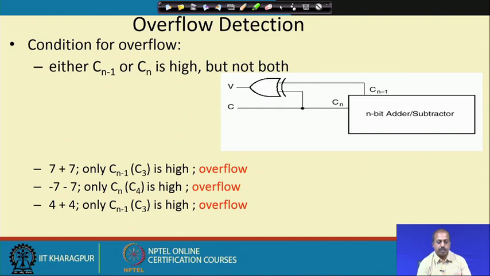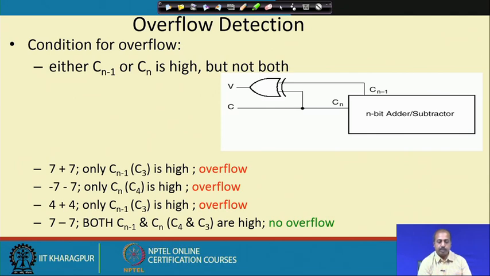In 4 plus 4, C n minus 1 is high, that is C3 is high, so again there is overflow. And in 7 minus 7, both the carries are generated, but there is no overflow. So, this overflow detection circuit is the XOR of C n and C n minus 1.